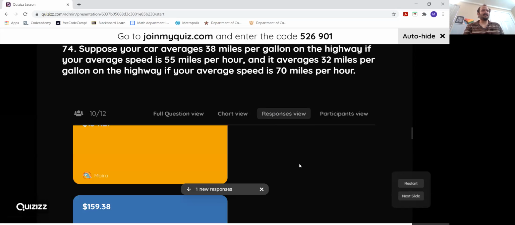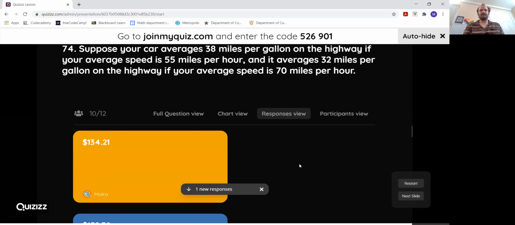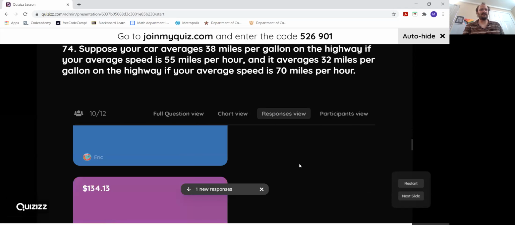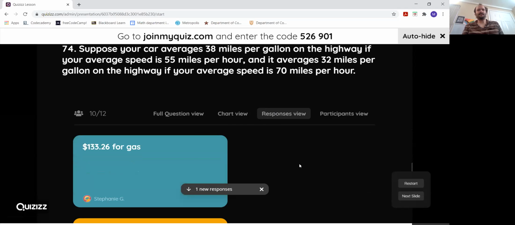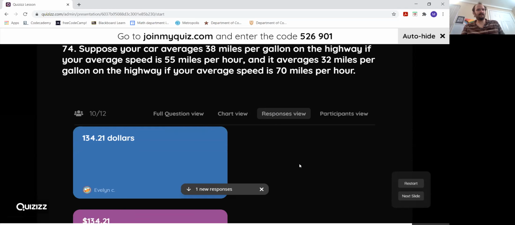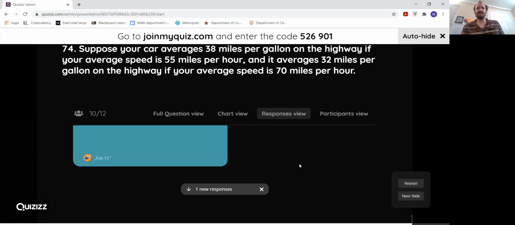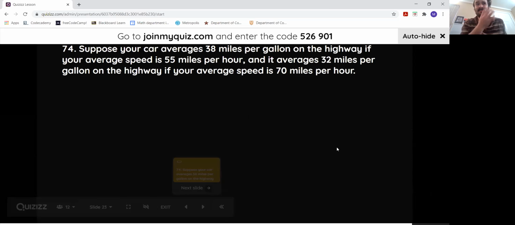dollars. So you wrote the word dollars. So it seems like a few people are getting the 134.21. That seems a little bit high. 34.21. Seems like a few people are off. So how are we getting this thing? So let's go over it.